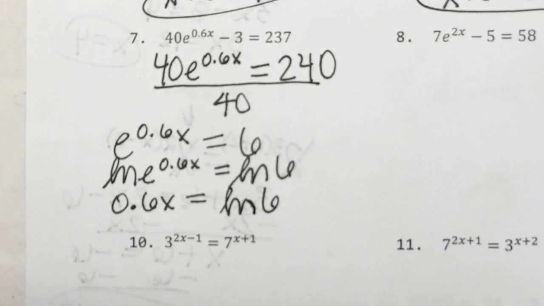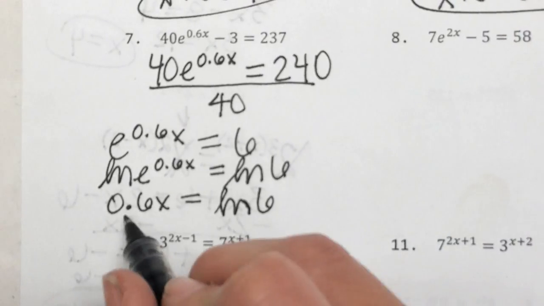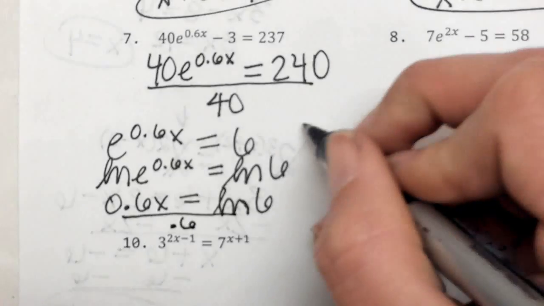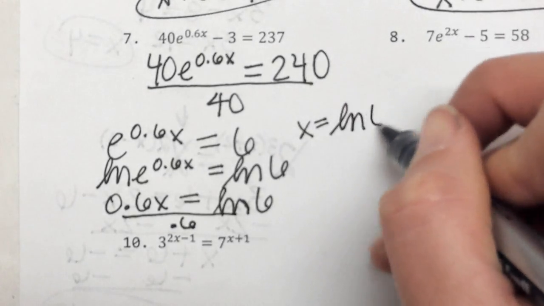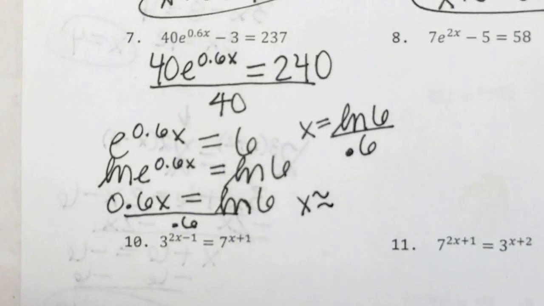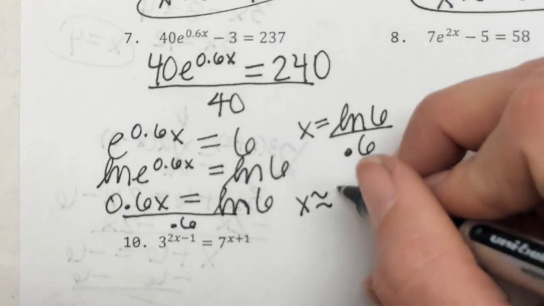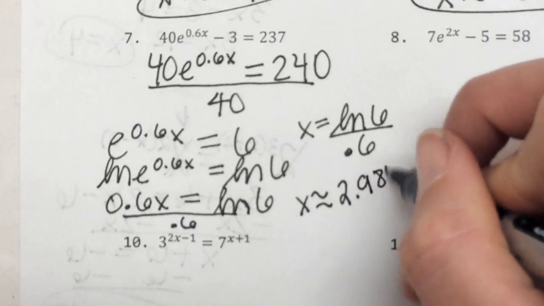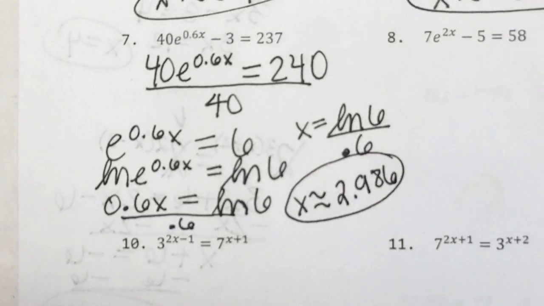Alright, what would we do from here? Yep. So in your calculator, you would type in ln of 6 divided by 0.6. I'll give you time to do that. Did anybody find it yet? 2.99. Good. I got the same answer. Okay, then that's fine.